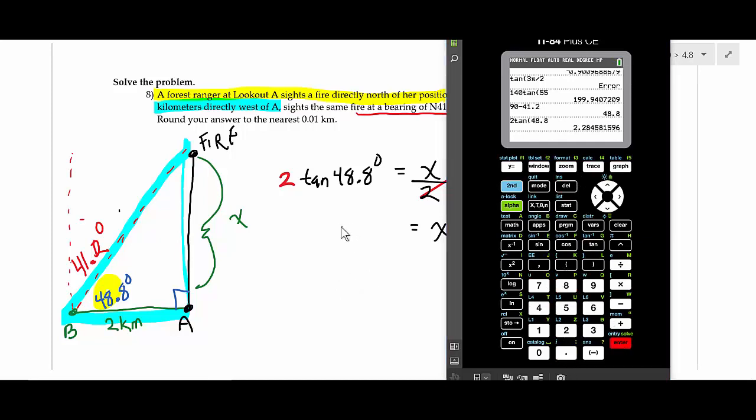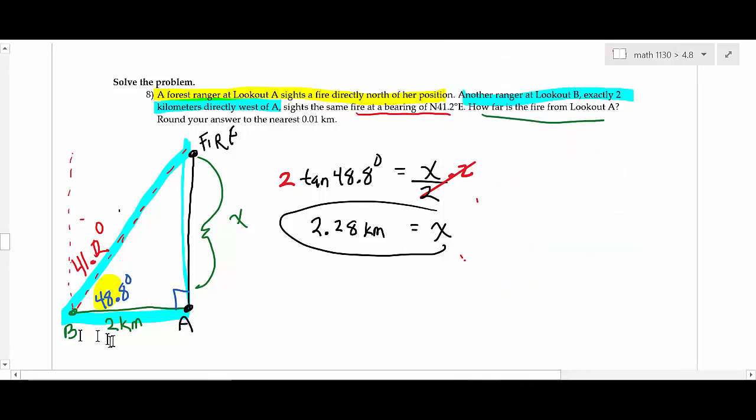So that's going to be 2, and this one just said round to 2 decimals. So we'll say 2.28 kilometers is our answer. That looks like a pretty logical answer to me, because that side's 2. This side right here is probably going to be a little bit bigger, because this angle here is going to be smaller than that angle. So that's a logical answer.